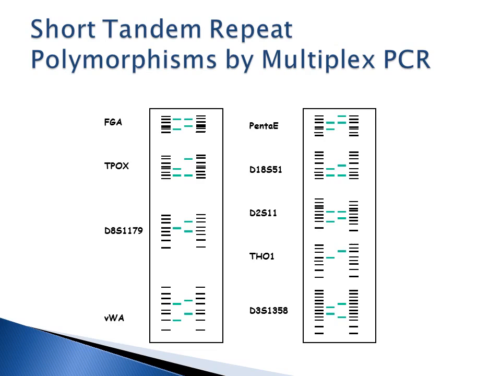So here's your short tandem repeat polymorphism using multiplex PCR. For example, in the picture on the left, you have 4 different loci that are being analyzed. So you're going to have 4 different sets of primers in that example. On the right, there are 5 different loci, so 5 different sets of primers. So you can look at the FGA locus, the TPOX locus, and see the genotype at each locus.